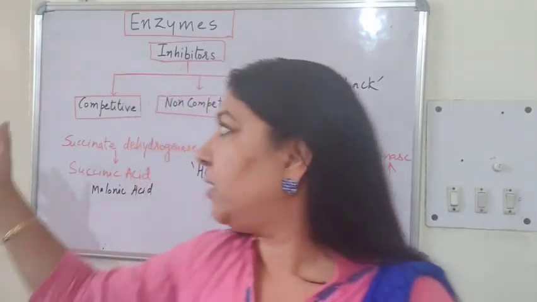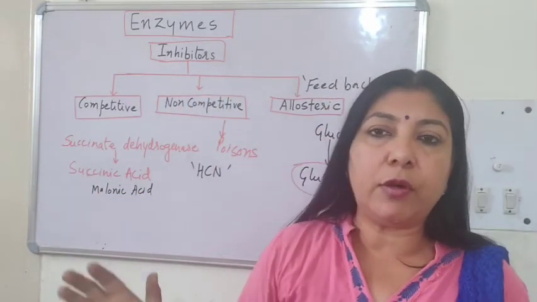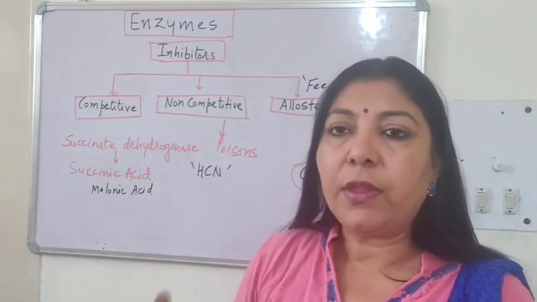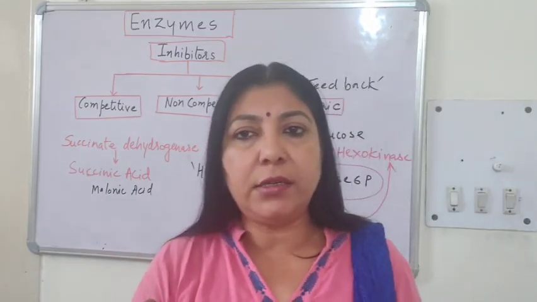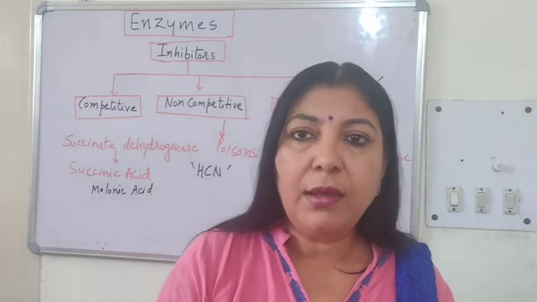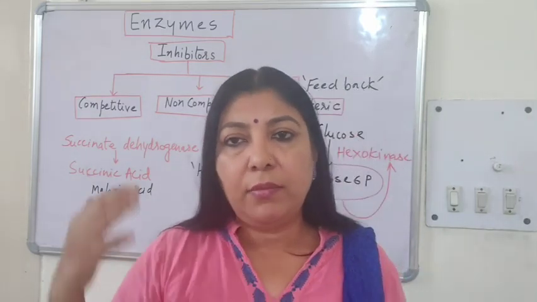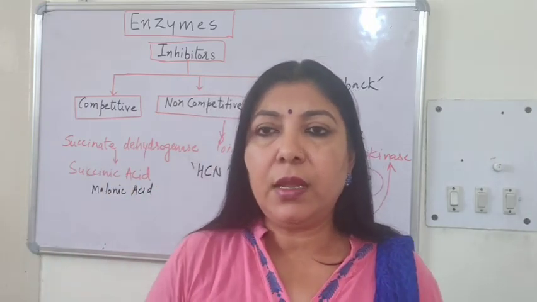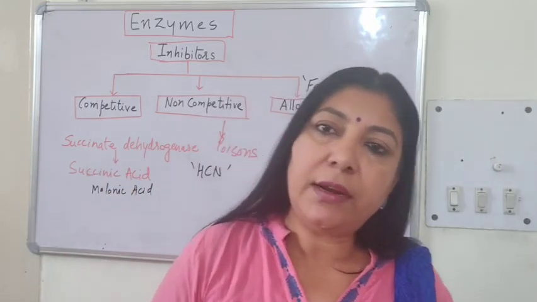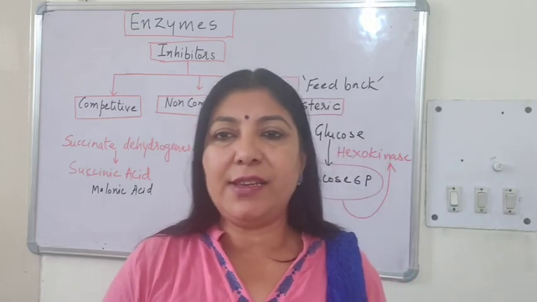So we have studied these three types of inhibitors. Today we studied different factors which influence the rate of enzyme action. I hope these are very clear to you. In the next lecture, we'll study about enzyme classification.